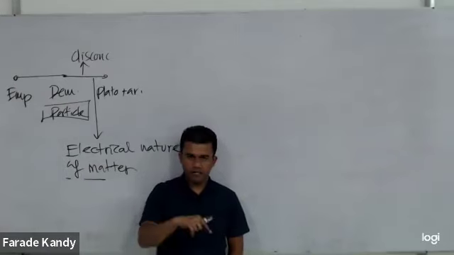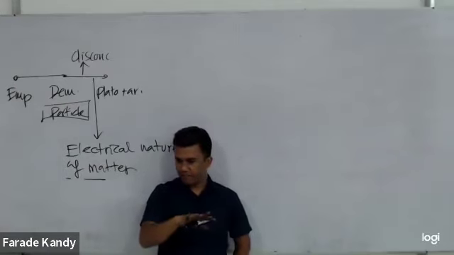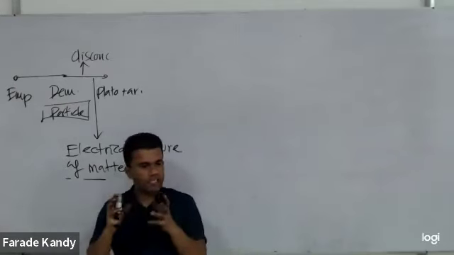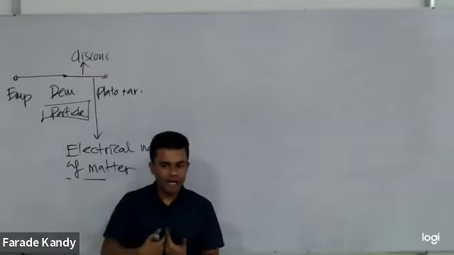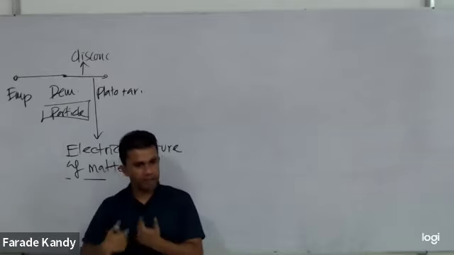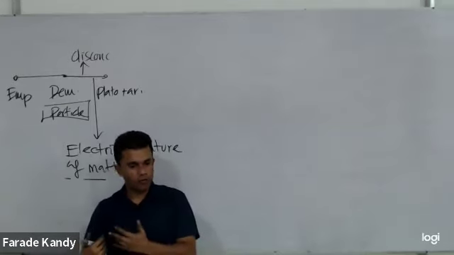Right? What did Galvani say? He said the collection of charged particles is electricity. Now, we already know matter has atoms. Atoms have subatomic particles. Subatomic particles are electron, proton, neutron.